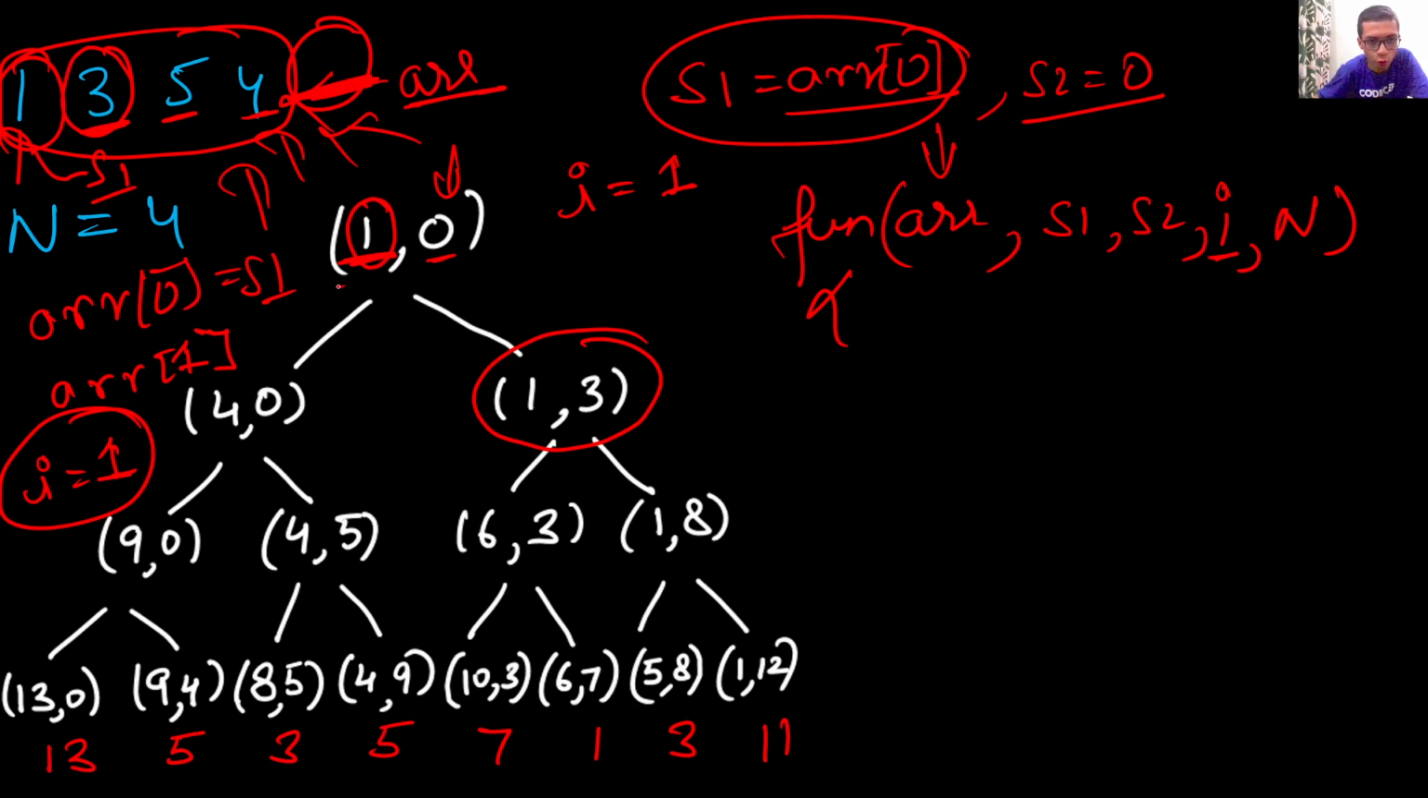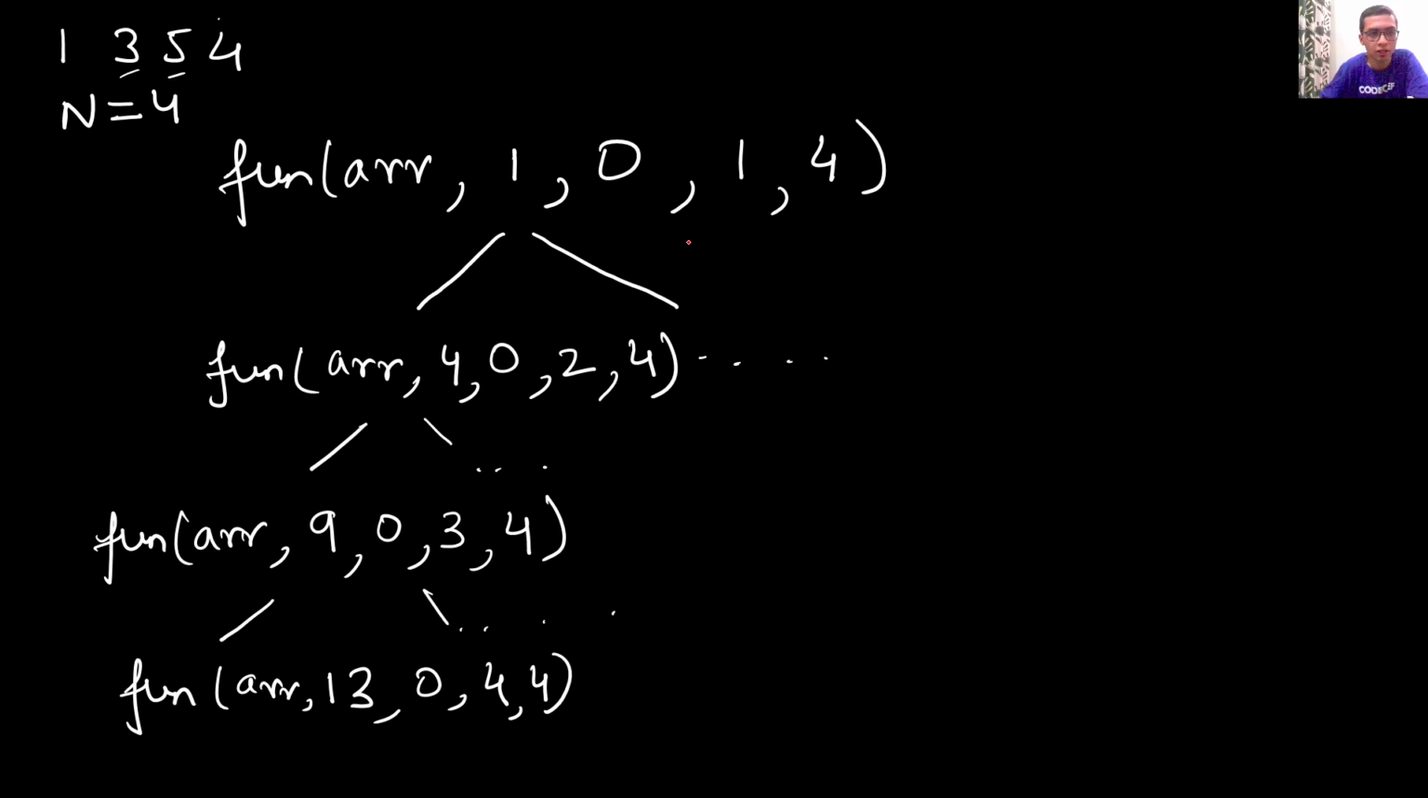Using this 1 comma 0, we have to call this 4 comma 0. But this time, since we are using this function fun, we'll have a bit more extra parameters. This function fun has 5 parameters: array name, sum1, s1, then sum2, s2, then I, which is the index of the next element that has to be added, and n, which is the size of the array. So n over here is 4.